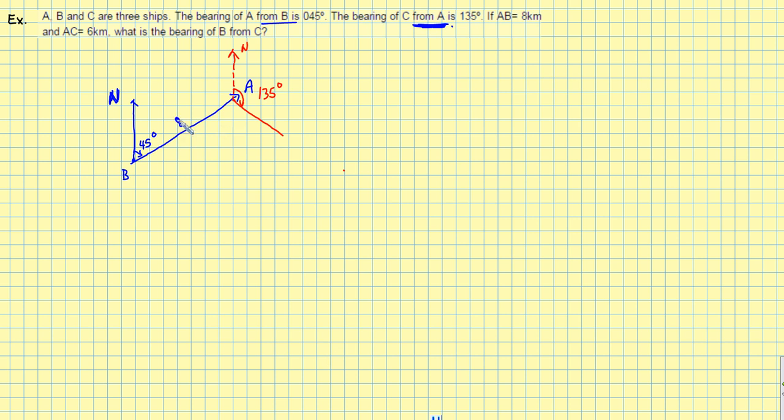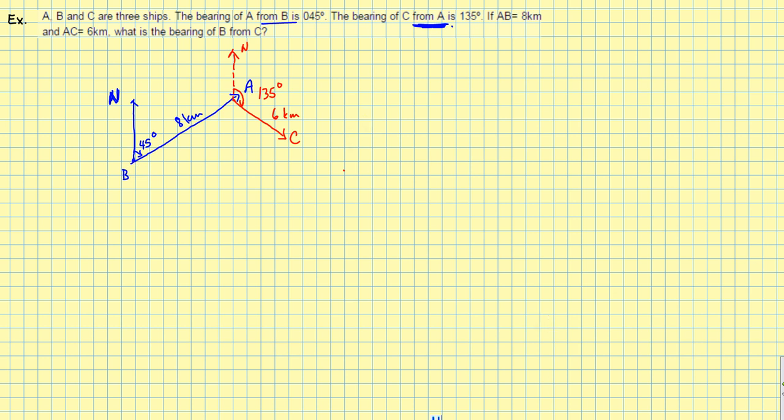So I'll write that out. It's 8 kilometers. And we know that AC is equal to 6 kilometers. So it's slightly shorter. The vector or the line is slightly shorter. We want to know what the bearing of B from C is.